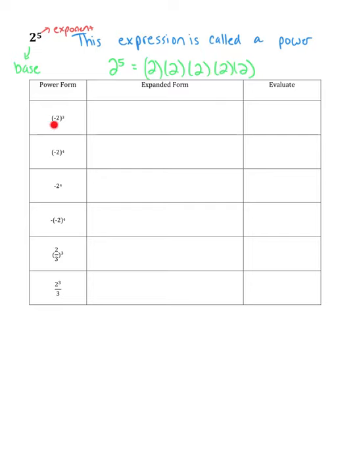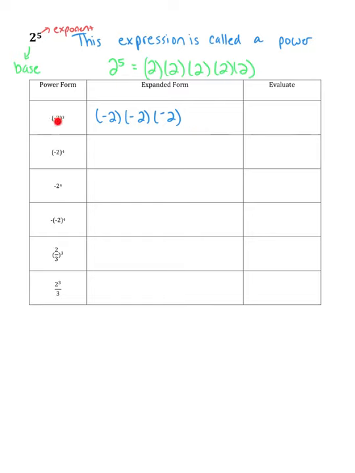So for each example in this table, we are going to write the expression in expanded form, and then we will evaluate. So here we have a base of -2 to the exponent 3. These brackets are very important around the -2 because the brackets tell me that I am multiplying -2 3 times. If there were no brackets around the negative and the 2, I would only multiply 2 3 times.